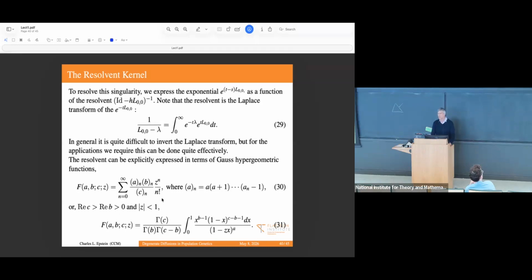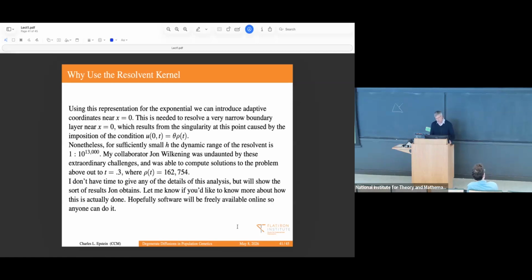I don't know how many of you are devotees of Gauss hypergeometric functions, but they're remarkable classical functions. They have a nice series expansion like that. They have a nice integral expansion like that. You have to make some hypothesis about the A's, the B's, and the C's in that expansion, but that's how it is.